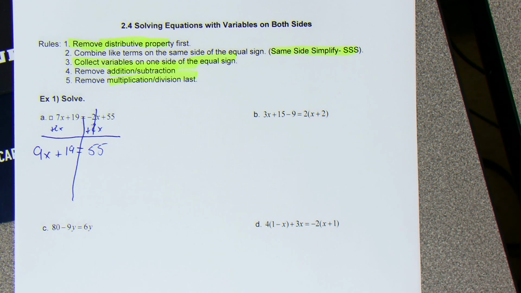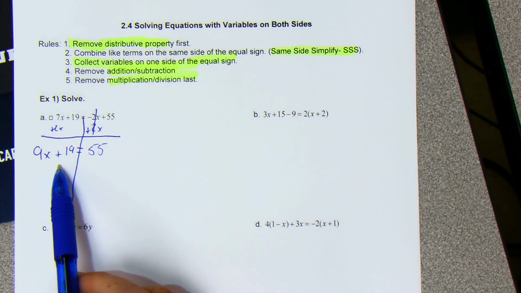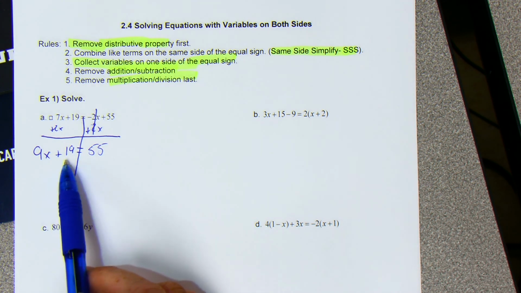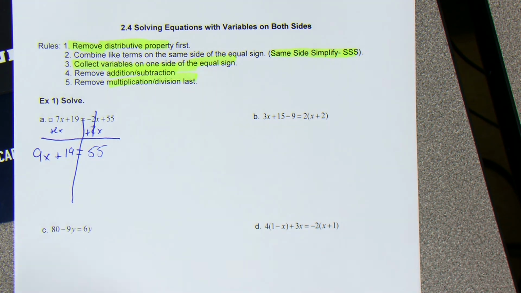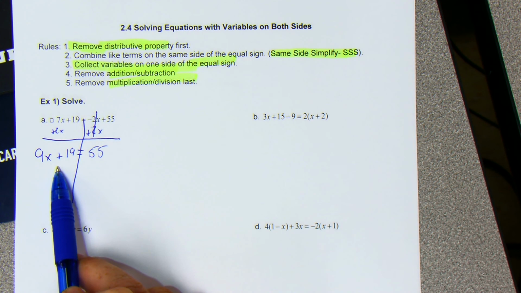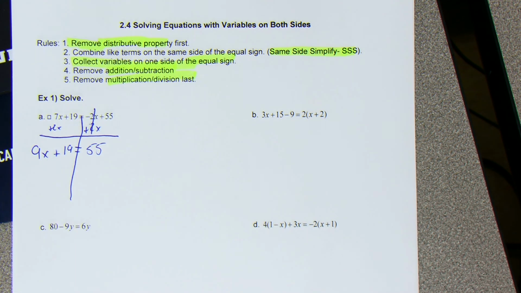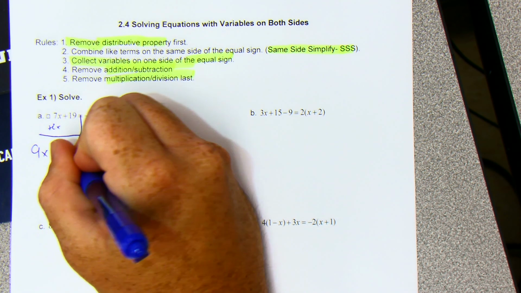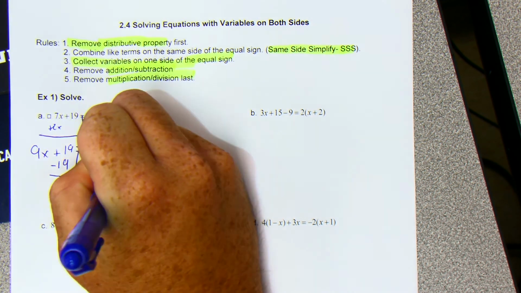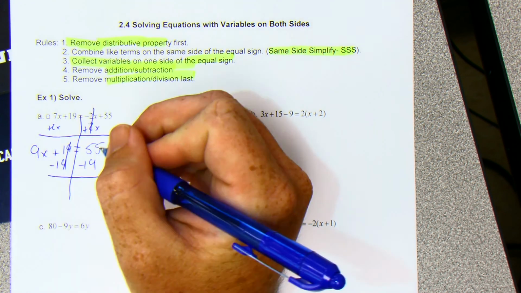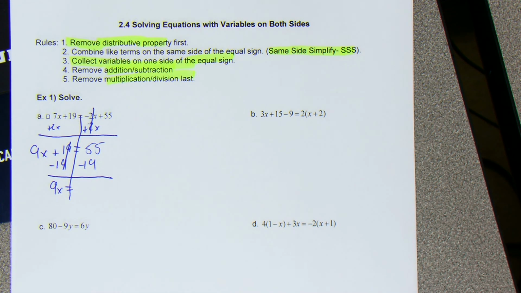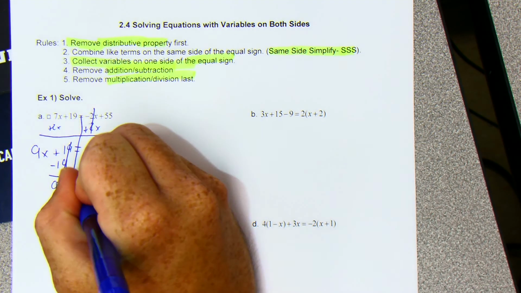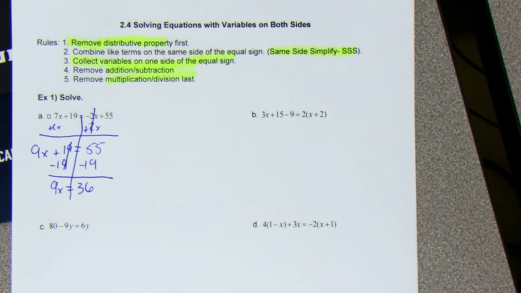Now it says to remove addition and subtraction. We do have addition. We have a plus 19 here. So in order to get this 19 to the other side, we're going to subtract 19 from both sides. That's because that is a positive 19. The opposite of a positive 19 would be a negative 19. Whatever we do to one side, we have to do to the other. So 19 minus 19 is 0. I'm left with 9x equals, and 55 minus 19 would give us 36. So now I have 9x equals 36.